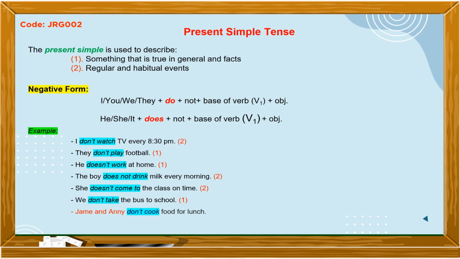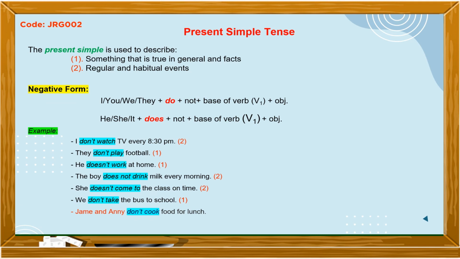James and Annie don't cook food for lunch. This is another case that you need to be careful about, everybody. Right now, I don't use the subject pronouns I, you, we, they, he, it, like you can see in the forms above, but I use nouns, James and Annie. Right now we have two people: one is James and another one is Annie.